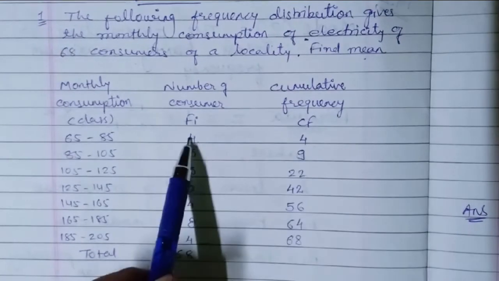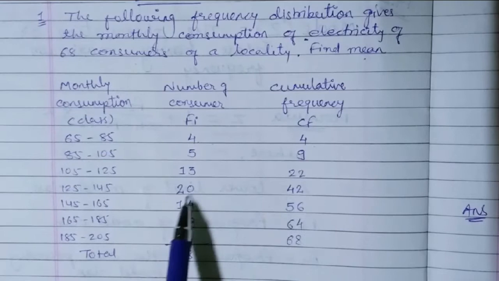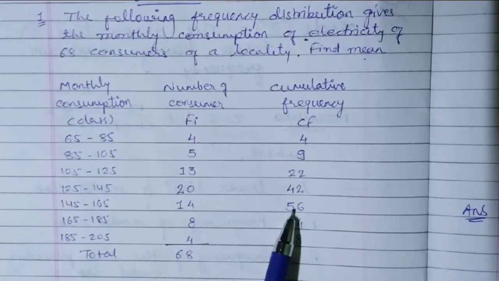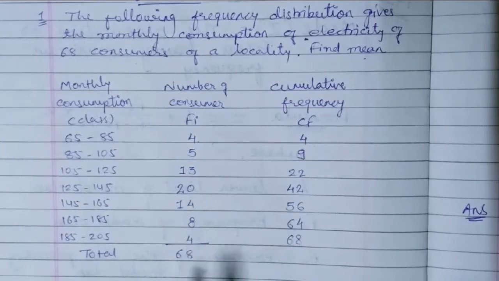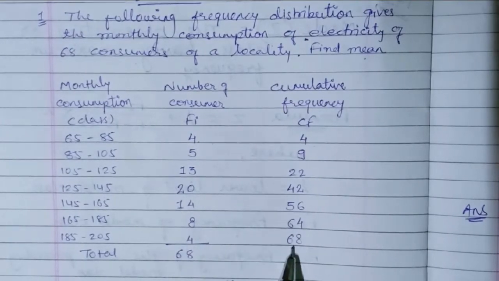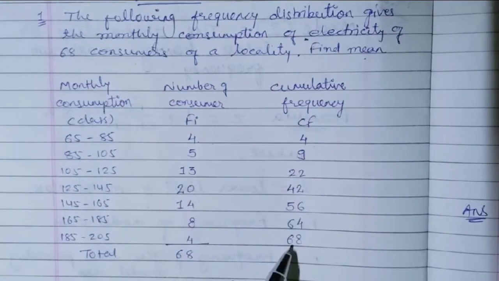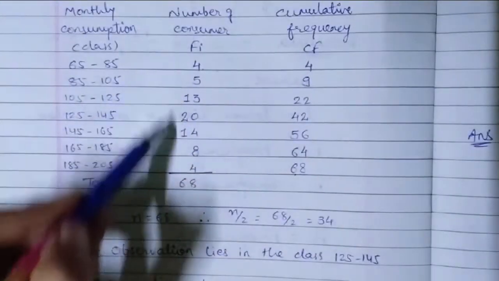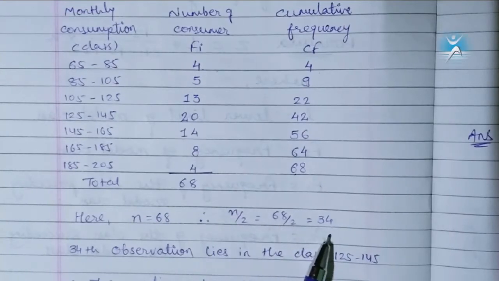See here, 4; 4 plus 5 is equal to 9, 9 plus 13 is equal to 22, 22 plus 20 is equal to 42, 42 plus 14 is equal to 56, 56 plus 8 is equal to 64, 64 plus 4 is equal to 68. So we have to add every frequency and write the cumulative frequency. Now here n is equal to 68. So n by 2 is equal to 68 by 2, that is 34.